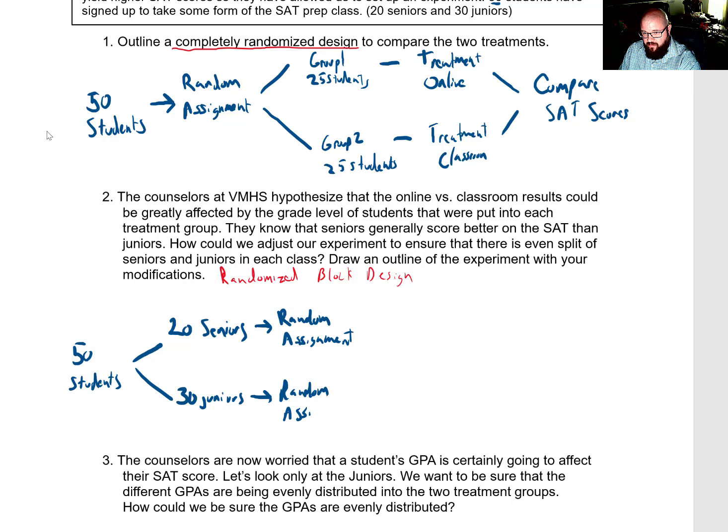Again, a random assignment for both blocks. Okay, so a random assignment. Now, again, we did random assignment, then broke it into 2 groups. And that's all we need for this one because we have 2 treatments, right? We have online and classroom. So again, on the seniors, we're going to take these guys and break them into 2 groups.